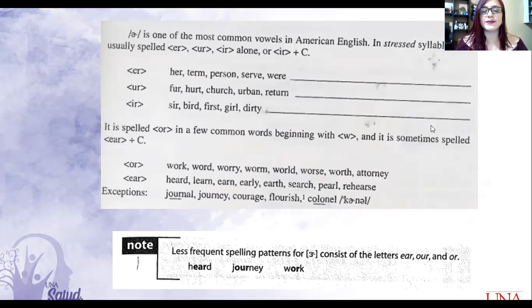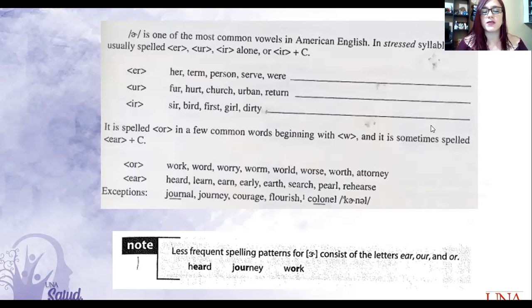Okay, and then we have the EAR, like in heard, learn, earn, early, earth, search, pearl, rehearse. Rehearse. This is an important word. You have to rehearse, like to practice something, okay?